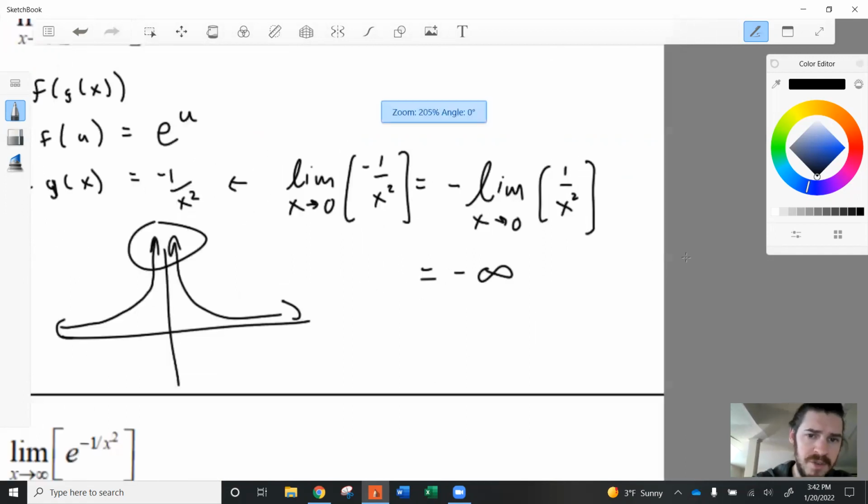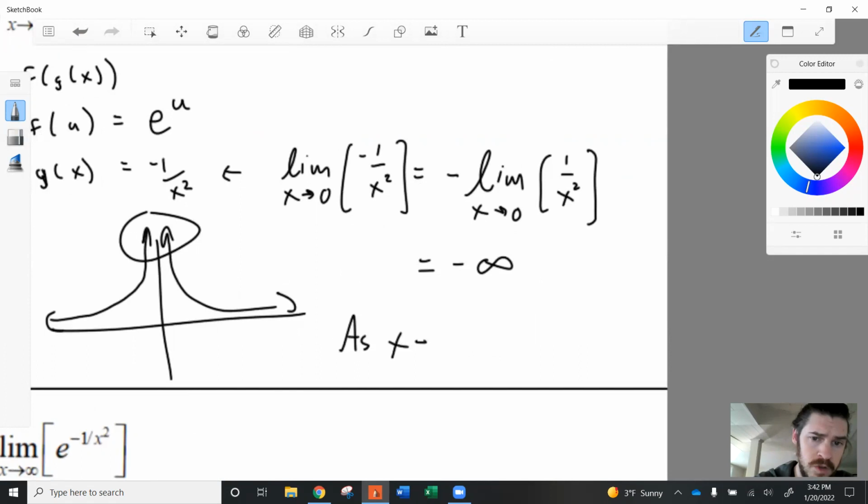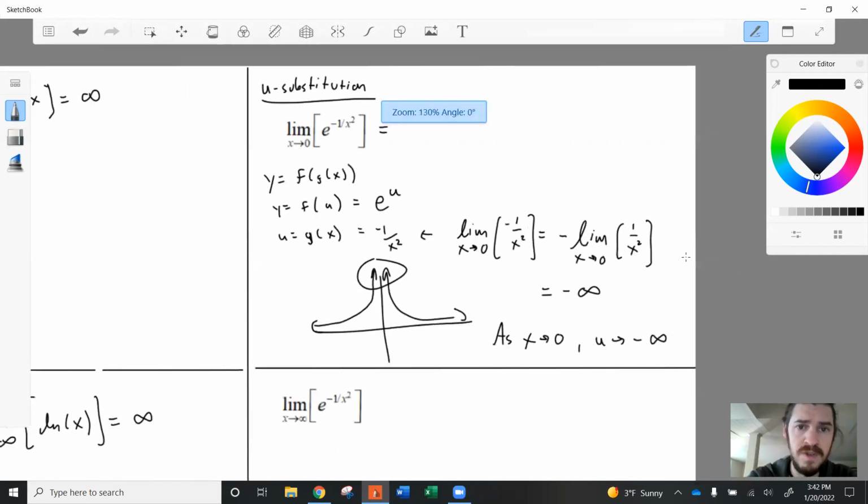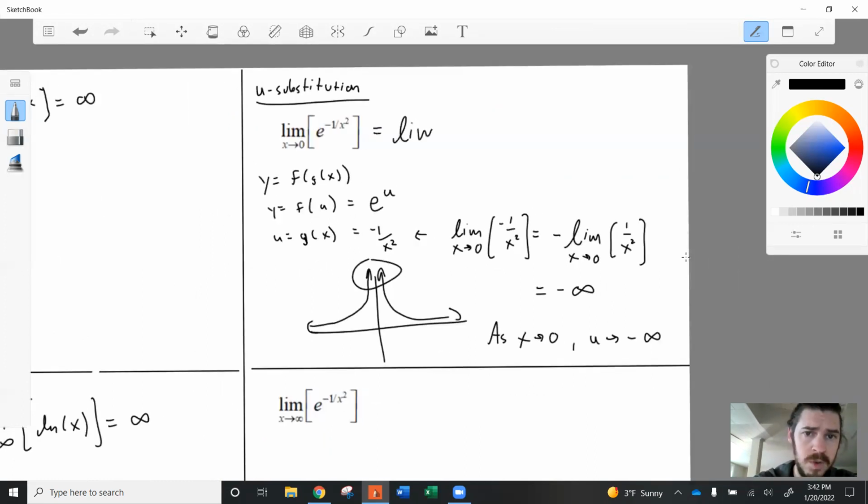Okay, so what we've discovered here is as x approaches 0 from either side, u is going to approach negative infinity. So now we can rewrite this limit in terms of the u variable. This is a change of variable, folks. We're going to switch it to be the limit as u approaches negative infinity, the corresponding value that results from x approaching 0. And then in here, we can rewrite it in terms of u. It'll be e to the power u. So there, we've done the change of variables, and now we have a simpler limit to solve.